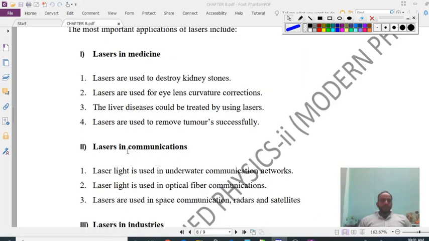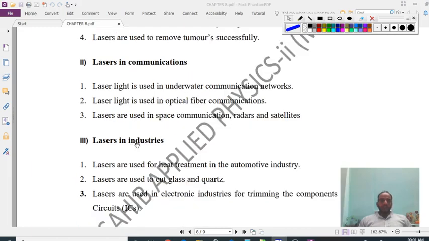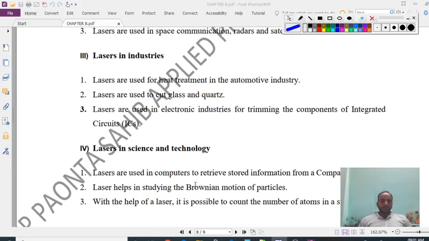Next, the use of lasers in communication. Lasers can be used in underwater communication, in optical fibers, and in radars and satellites. And lasers in industries: these can be used in the automotive industry, for building, for cutting glass and quartz. They are also used in integrated circuits. And lasers in science and technology.